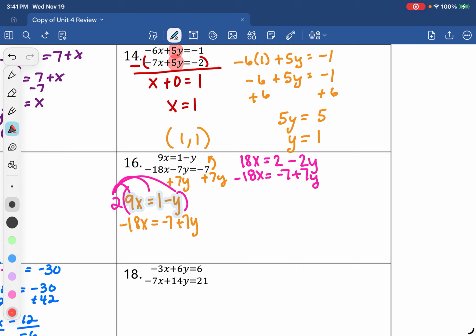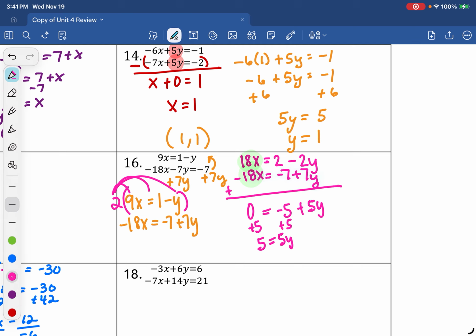Now, we're going to eliminate our common term, which is here. To do that, we are going to add, because they are opposite signs. 18x plus negative 18x is 0. Is equal to 2 minus 7, which is negative 5. Negative 2 plus 7 is positive 5y. Add 5y to both sides. We get 5 equals 5y. Divide both sides by 5. And we get y equals 1.